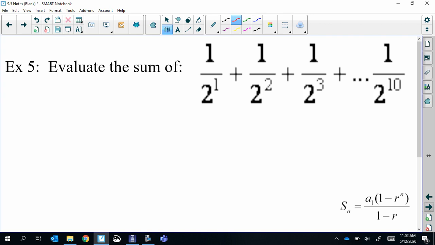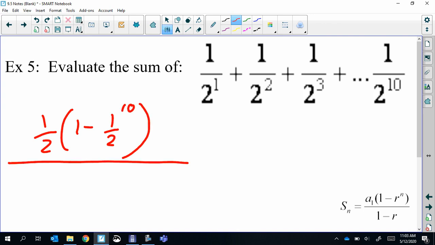All right, so here is our list of numbers. And then to make it easy, it's showing us that R is 1/2 here. Just showing it pretty easy here because they're just using exponents. So A1 is 1/2. 1 minus R, R is 1/2 to the n. So then we also have to look and see that this is going up first, second, third, all the way to the 10th. So n is 10. Over 1 minus R, R was 1/2.